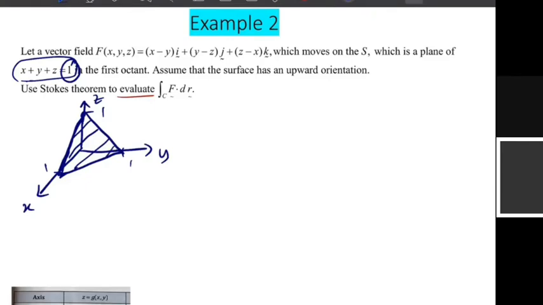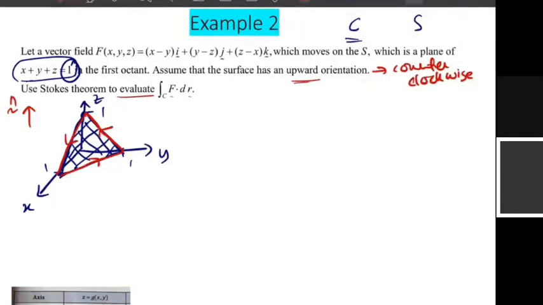Okay, here we have vector F, which moves on the surface S, which is a plane in the first octant. Okay, this is a tetrahedron. When you draw x, y, z, the intersection is given by this constant. Okay, so 1, 1 and 1. Okay, this is our surface.